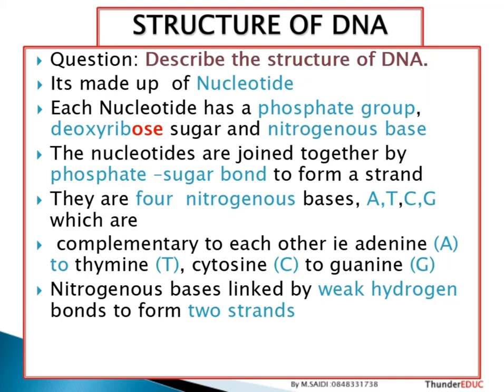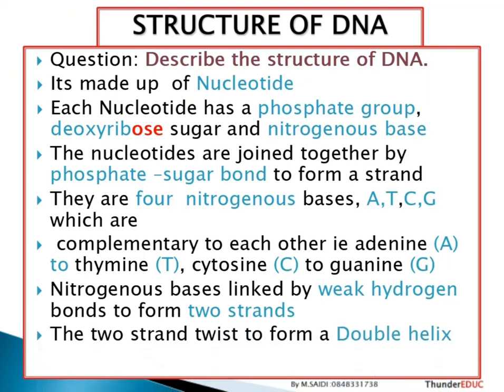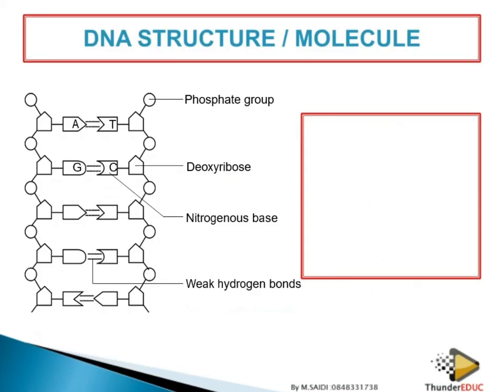Now, the 2 strands after connecting, they now twist to form a double helix. We'll see the picture later on. Now, a DNA structure we say is made up of a phosphate group. You can see there a phosphate group. Remember the shapes. A sugar portion. But this sugar now we call it a what? A deoxyribose sugar.